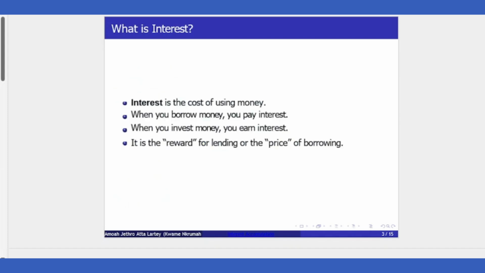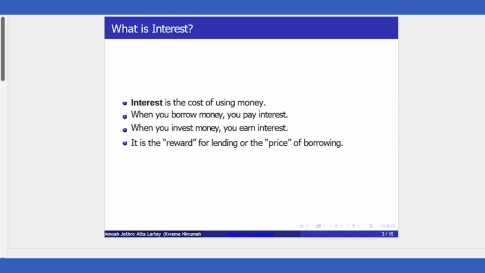One thing is, what is interest? Interest is the cost of using money. When you borrow money you pay interest, and when you invest money you earn interest. Someone may also say it is the reward for lending or the price for borrowing. I agree with that.